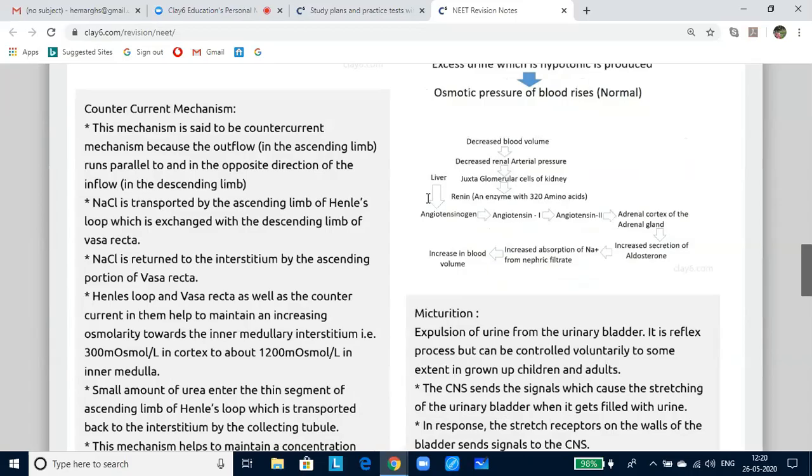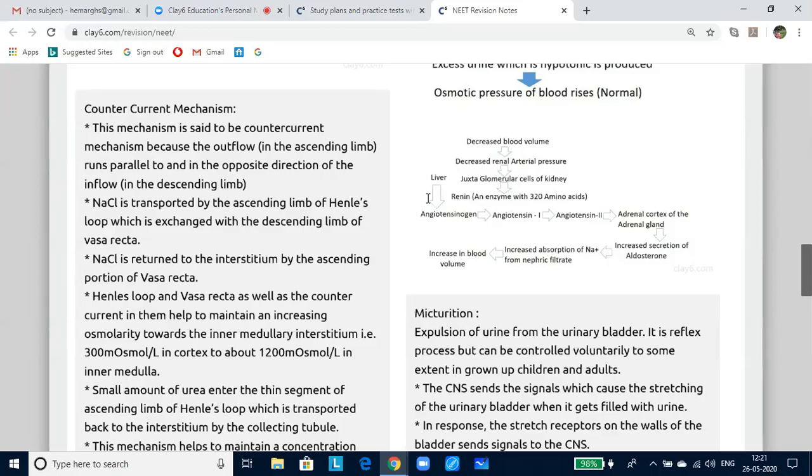So, NaCl is transported from the ascending limb of the Henle's loop to the descending limb of vasa recta. The ascending limb of vasa recta in turn transports NaCl to the interstitium. Interstitium is the tissue between Henle's loop and vasa recta. Thus, a concentration gradient of 300 milliosmoles per liter in the cortex to 1200 milliosmoles per liter in the medulla is created.